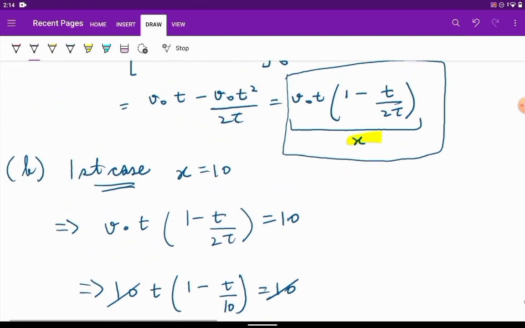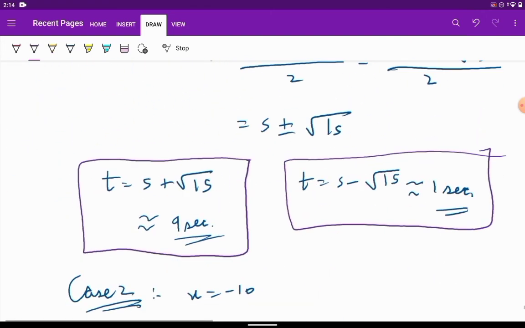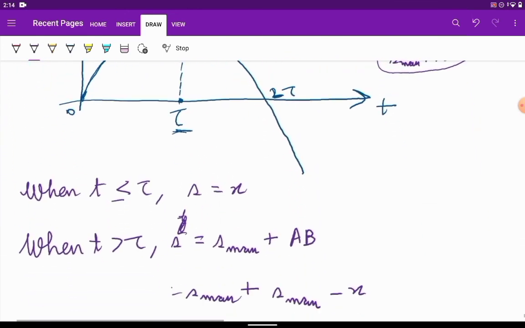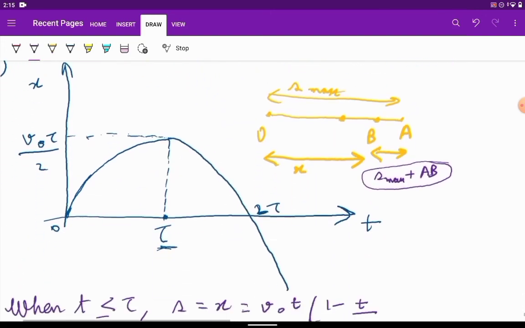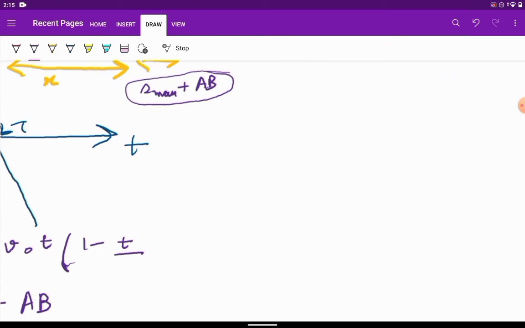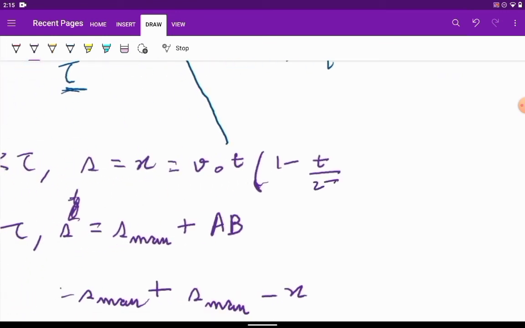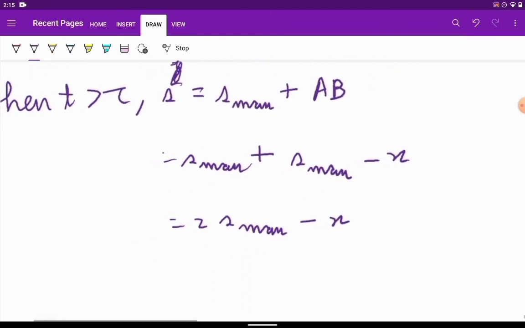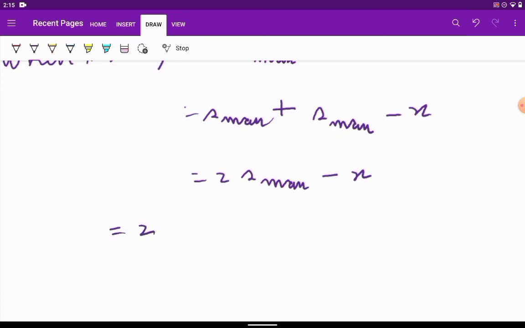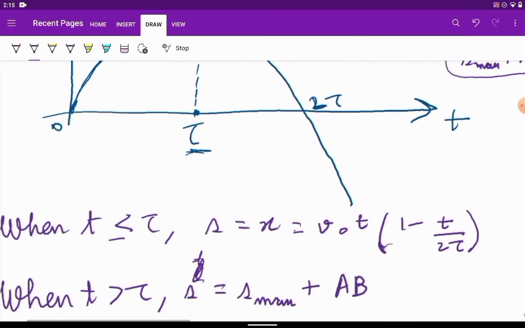Now if we substitute the values of x from the equation that we already got in the first part, v naught into t into 1 minus t by 2 tau. So when t is less than tau, S is equal to v naught into t into 1 minus t by 2 tau. And when t is greater than tau, it becomes 2 S max minus x. What is S max? S max is v naught tau by 2.